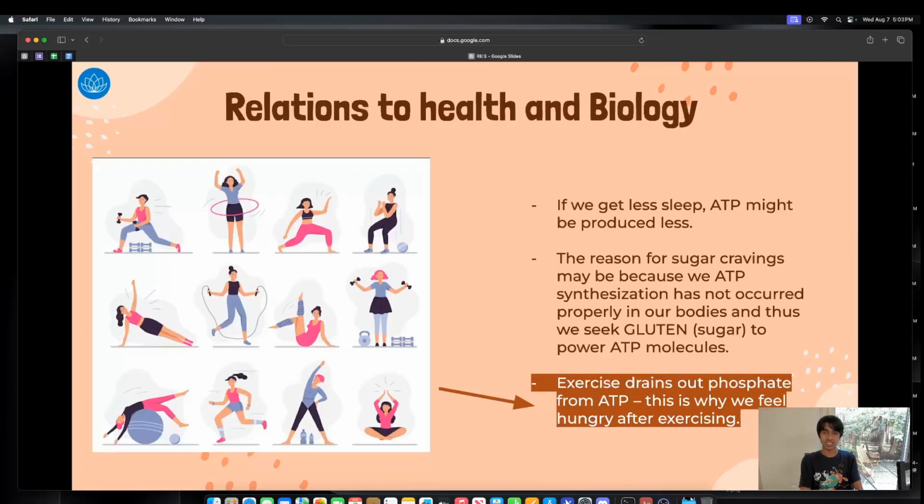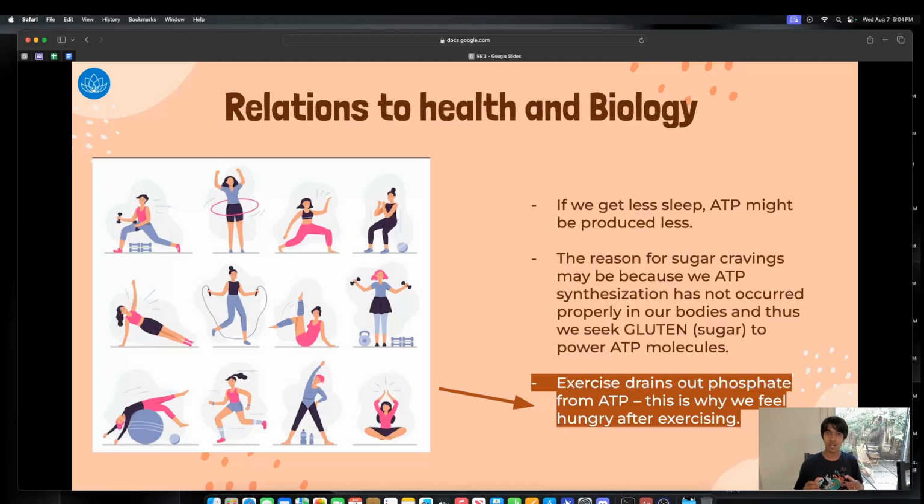So here are some relations to health and biology for this ATP. So if we get less sleep, ATP might be produced less. And the reason for sugar cravings may be because ATP synthesization has not occurred properly in our bodies, and we seek sugar to power ATP molecules, which we will learn about later. And exercise, this is the most important one, exercise drains out phosphate from ATP.